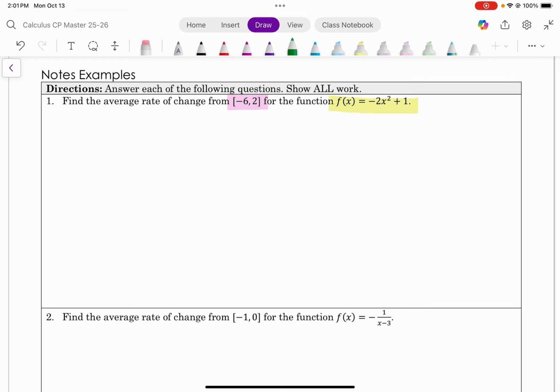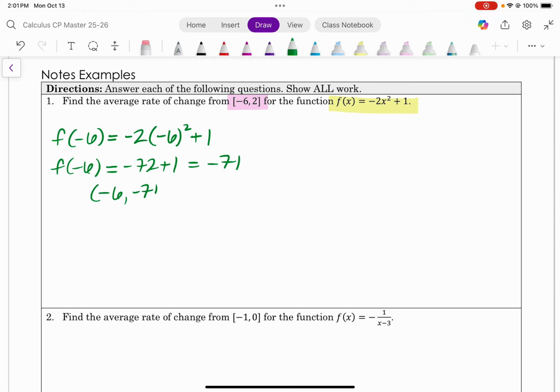If I want to know what the y value is at the x value of -6, I substitute it into the function. So you would see something like this: -2 times -6 squared plus 1. I would then continue to do the work. Here I would get -72 plus 1, which would give me -71, making the first coordinate that this is passing through -6, -71.